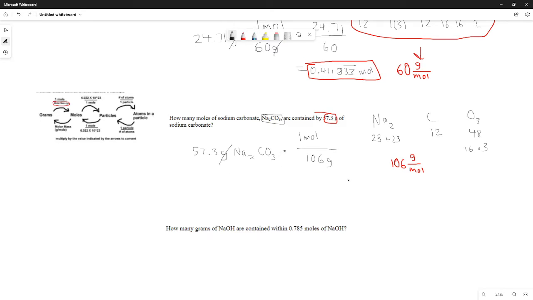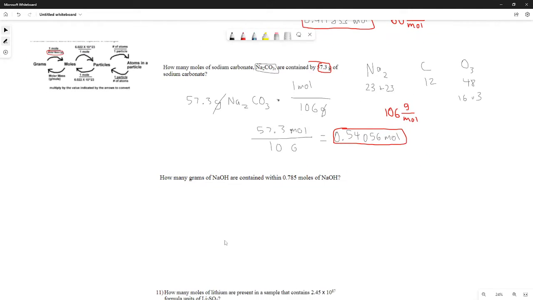So then we can cancel. So we're given 57.3 times 1 mole over 106, which gives us about 0.54056 moles, and that's the final answer. So that means there's this many moles in 57.3 grams of sodium carbonate.